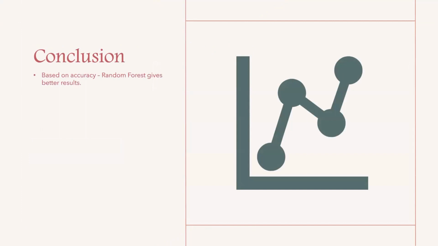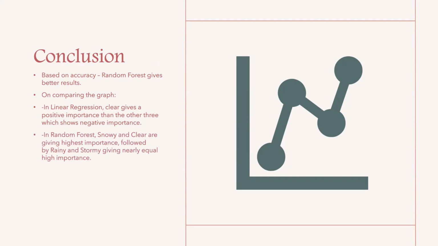So as we come back to the conclusion, as per the results I have shown, random forest is giving a better accuracy than the others, which was 97, while the others were 88 and 91. On comparing the feature importance graphs, the linear regression gives a positive importance to the clear weather as compared to the others, of which two are giving a negative one and the other is positive but very low. And then there is random forest, where the snowy and clear are giving a higher importance, followed by the rainy and stormy, and there's not much difference, which is actually good.